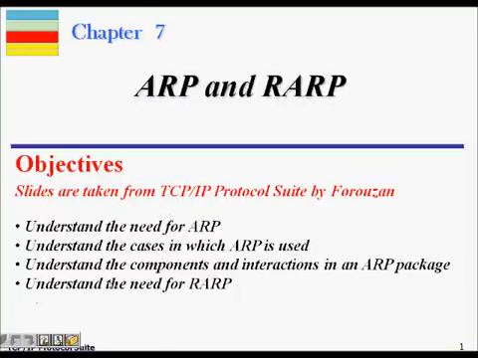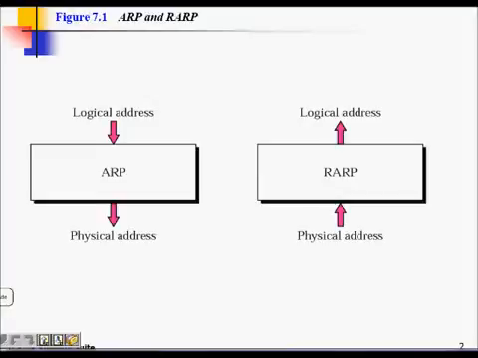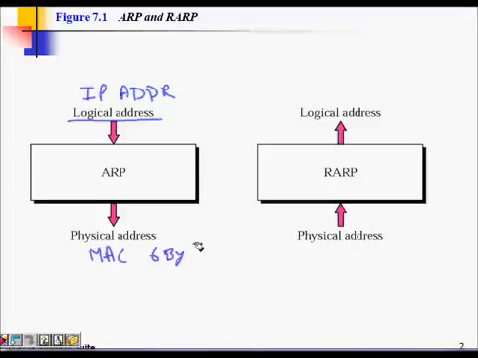When you are on a local area network, we operate on two addresses for a host. One is your logical address, for example your IP address, and then we also have a physical address, which is the MAC address of 6 bytes. So how do we make a relationship between these two addresses? ARP and reverse ARP help with this.